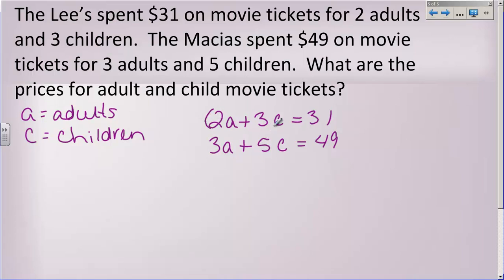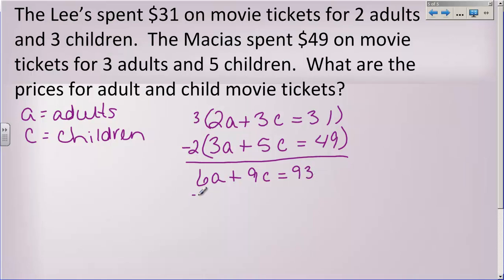I'm going to turn this into a 6 by multiplying by 3. Then I'm going to make this one a negative 6, so they'll cancel, by multiplying by negative 2. So I get 6a plus 9c equals 93. Then I have negative 6a minus 10c equals negative 98. I'm going to add them up so I can get stuff together. My a's will cancel, leaving me with negative c equals negative 5.